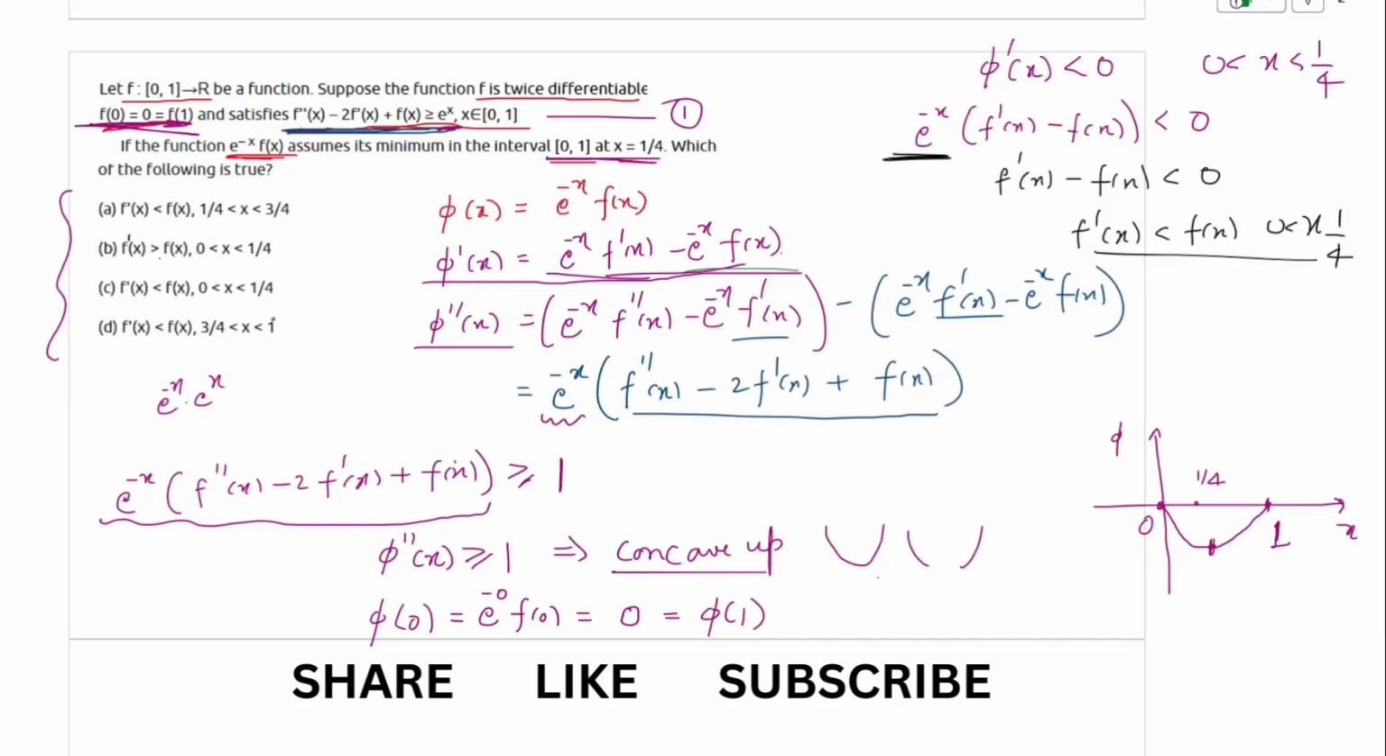So is that an option? Yes, C. That's an option. And if you want to look at the other interval, then you can say that f prime of x is greater than f of x when x is from 1/4 to 1. Is there any option telling you that? No. So C is the only correct option. Very nice question. I will see you with another one soon.